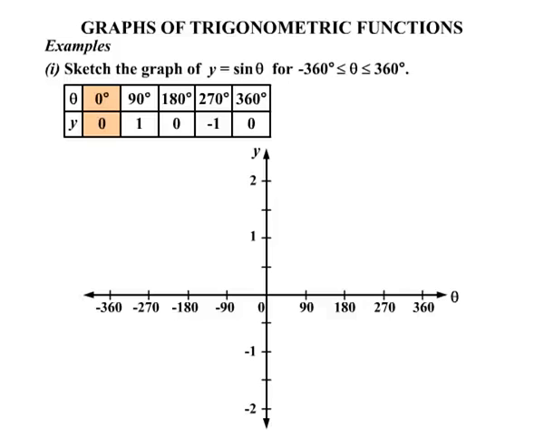So let's plot some points. There's 0, 0. 90 degrees and 1, 180 degrees and 0, 270 degrees and negative 1, and finally 360 degrees and 0. So at this stage we try to draw a curve as good as we can. There's no straight lines at all, so you just draw the best curve you can through those points.